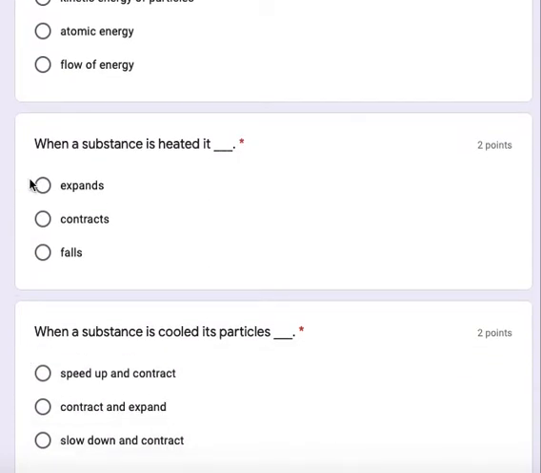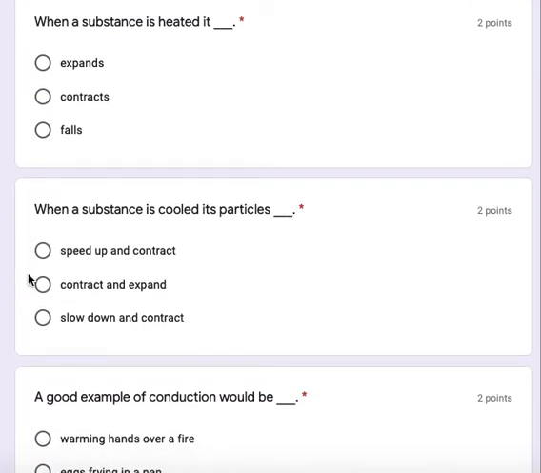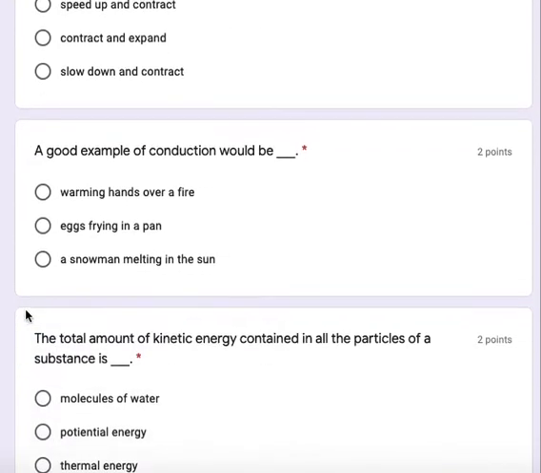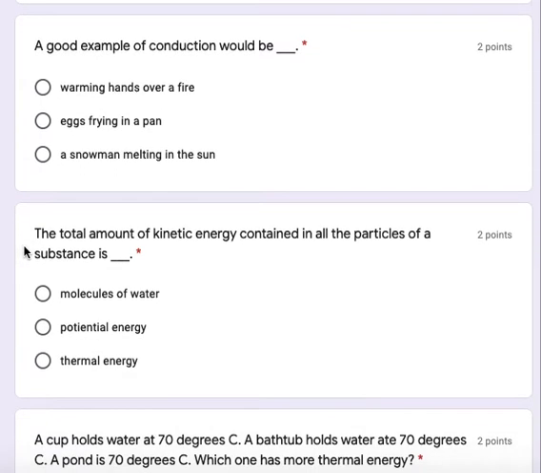When a substance is heated, it expands, contracts, or falls. When a substance is cooled, its particles speed up and expand, or slow down and contract. A good example of conduction would be warming hands over a fire, eggs frying in a pan, or a snowman melting in the sun. The total amount of kinetic energy contained in all the particles of a substance is molecules of water, potential energy, thermal energy.